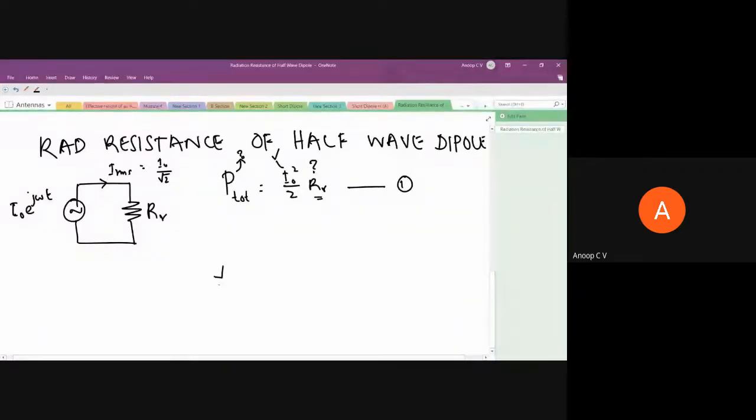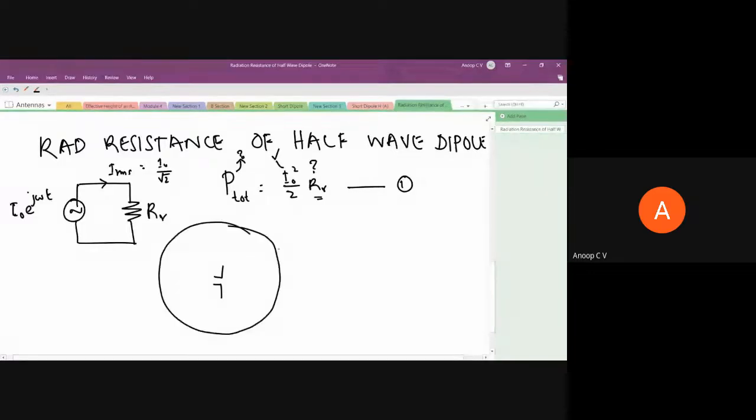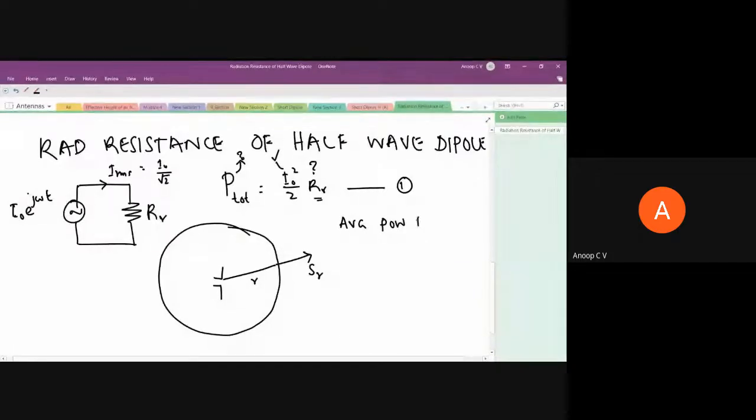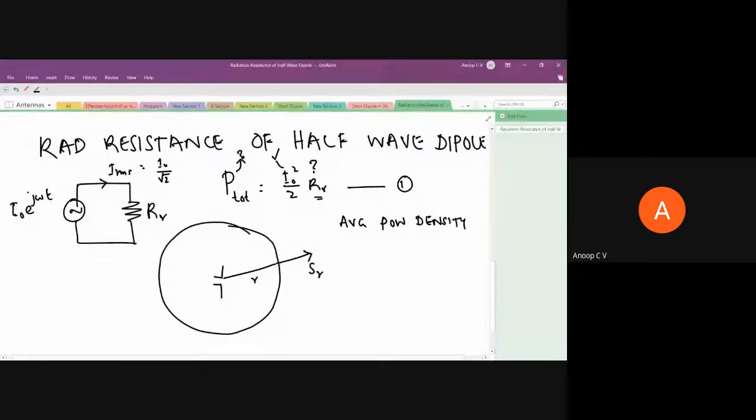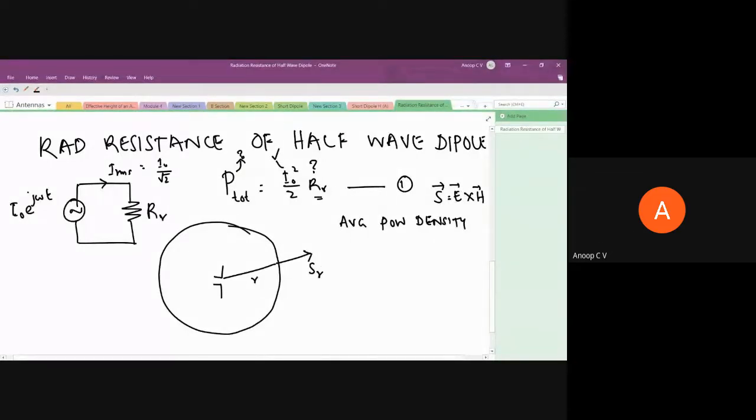We are keeping our antenna at the origin of our coordinate system, and we are measuring the average power density at some distance r. The actual power density vector S is E cross H, vector E cross H. But we need the average, since it may not be the same everywhere. So we'll average the power density vector. It's actually a function of time.